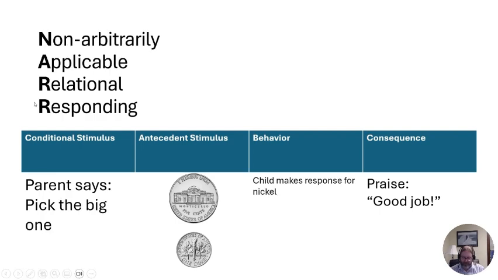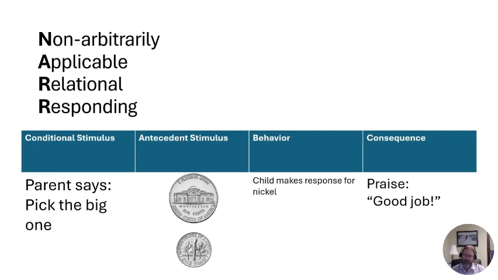Now we're going to add a middle term here. We don't see this as much, but NARR, so non-arbitrarily applicable relational responding. So stimuli can have arbitrary properties that we just sort of decide by social whim, but they also have non-arbitrary properties. In this case, we know that the nickel is physically larger and heavier than the dime. So there are some non-arbitrary properties of size and weight.